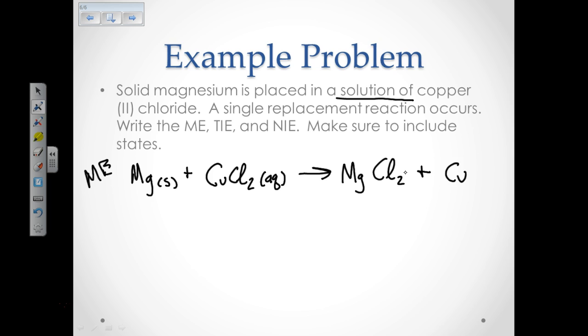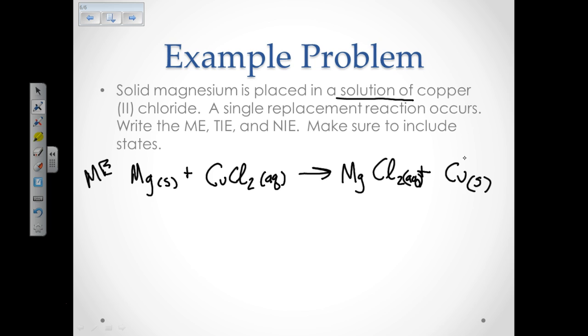Now, remember all chlorides are soluble except for silver, lead, and mercury. So this is aqueous, and this is copper. Well, copper is definitely not soluble, or else piping in buildings, at least old piping, would be a mess. So copper is a solid.